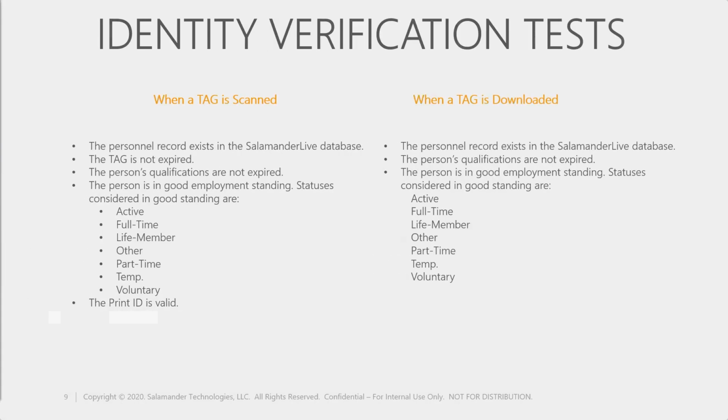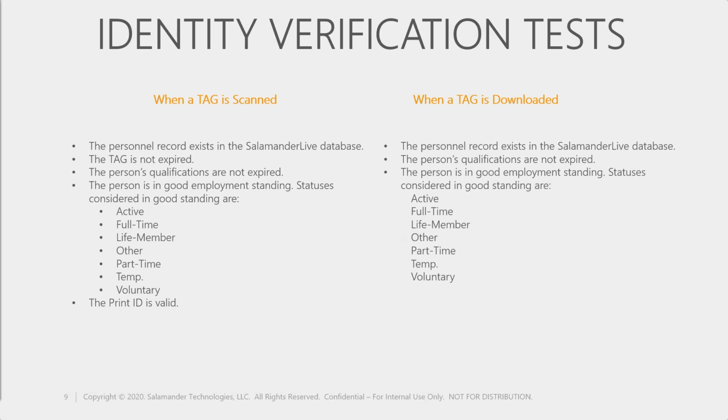So there are about 3 to 5 checks that the system is going to do depending on if that personnel tag is scanned or downloaded. So when that ID tag is scanned, there's going to be 5 tests it's going to verify. So the first one it's going to check is whether that record exists in Salamander Live. Second test is if that tag has expired. So as you know, when you're printing ID tags, you have the ability to set an expiration date for that tag. So that's what it's looking for.